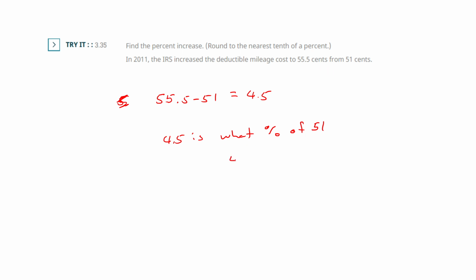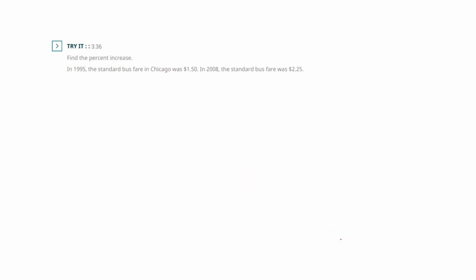So we're going to do our is over of. There's my is. Of is 51% over 100. So we'll lasso here. We're going to divide both sides by 51. We get 8.82%. Okay, same thing. You can always pause the video if you want to try it yourself.